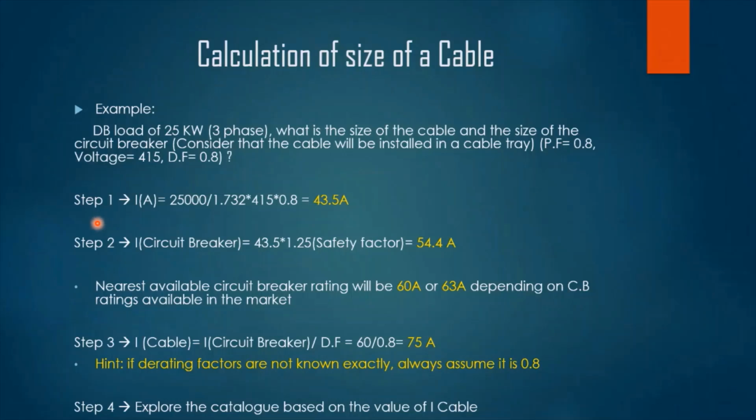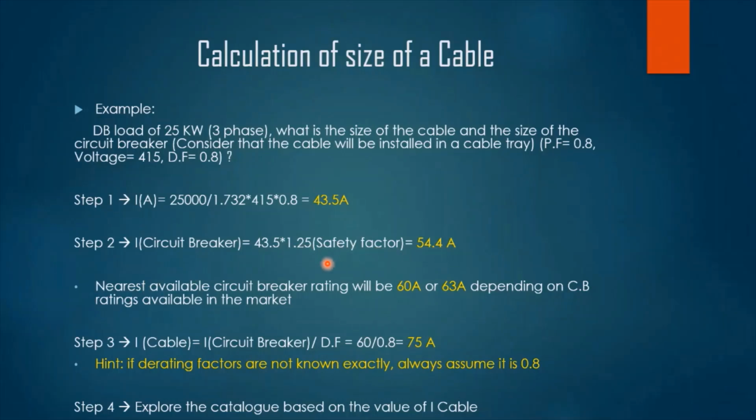As we said, the first step is to calculate the current, which equals the power over root 3 times voltage times power factor, and we will get this value, 43.5 amps. Then the second step is to obtain the I circuit breaker by multiplying this value by 1.25, which is the safety factor, and we will get 54.4 amps.